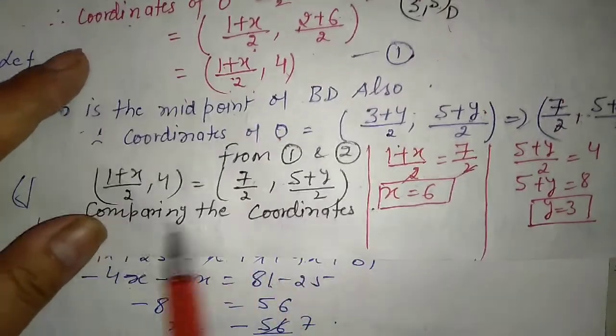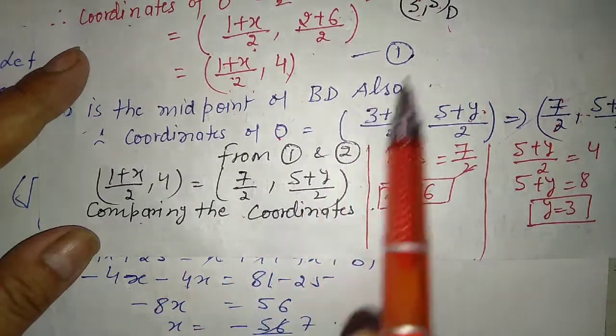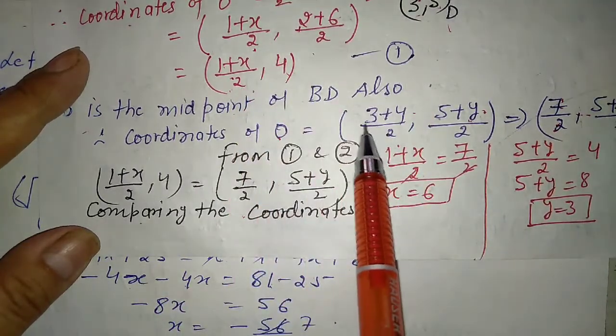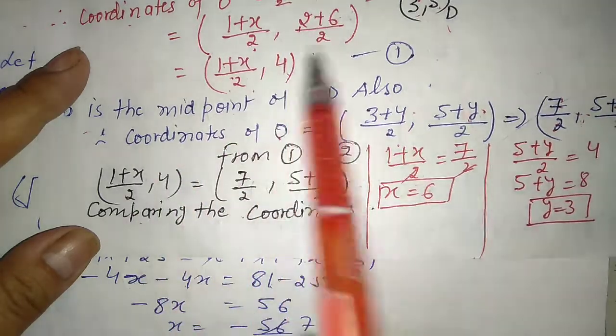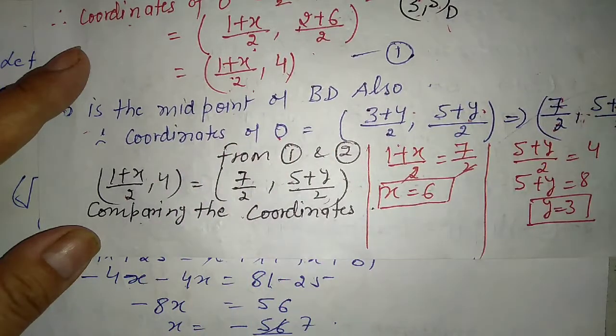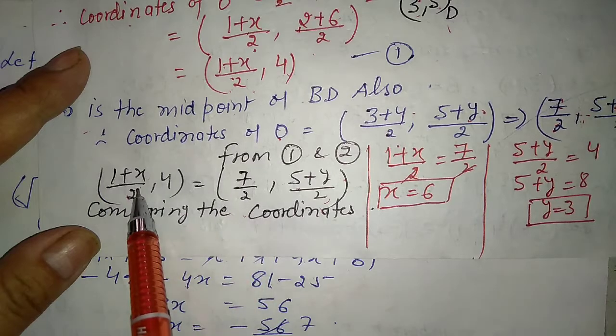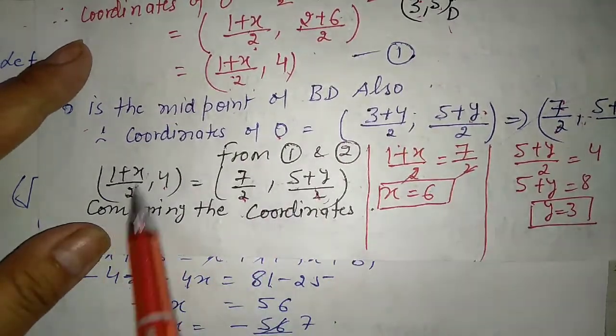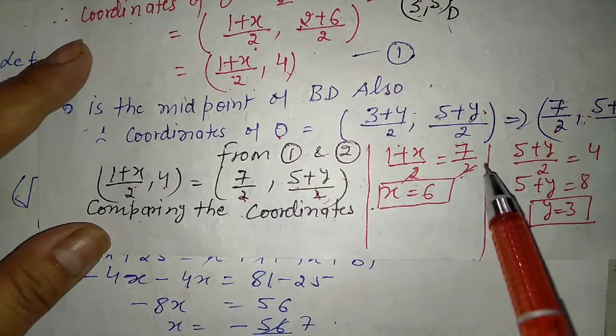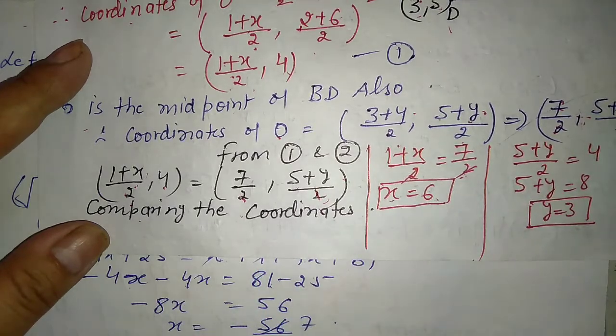Comparing the coordinates, because both the coordinates are of point O, so they will be equal. So (1 plus x) upon 2 and (5 plus y) by 2 compare with 7 upon 2 and 4. Now x will compare to x and y will compare to y. So (1 plus x) by 2 is equal to 7 by 2. 2 can be cancelled, so x is equal to 6.